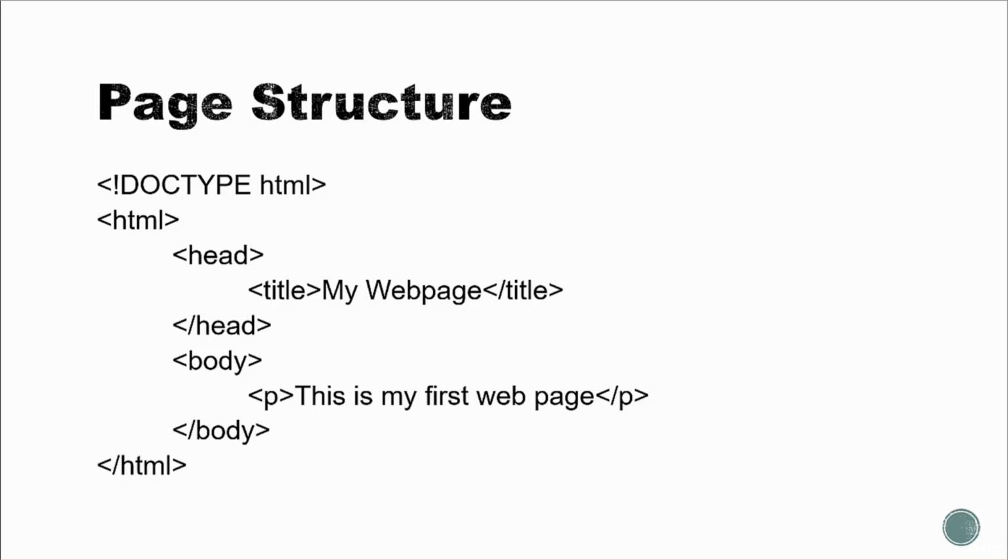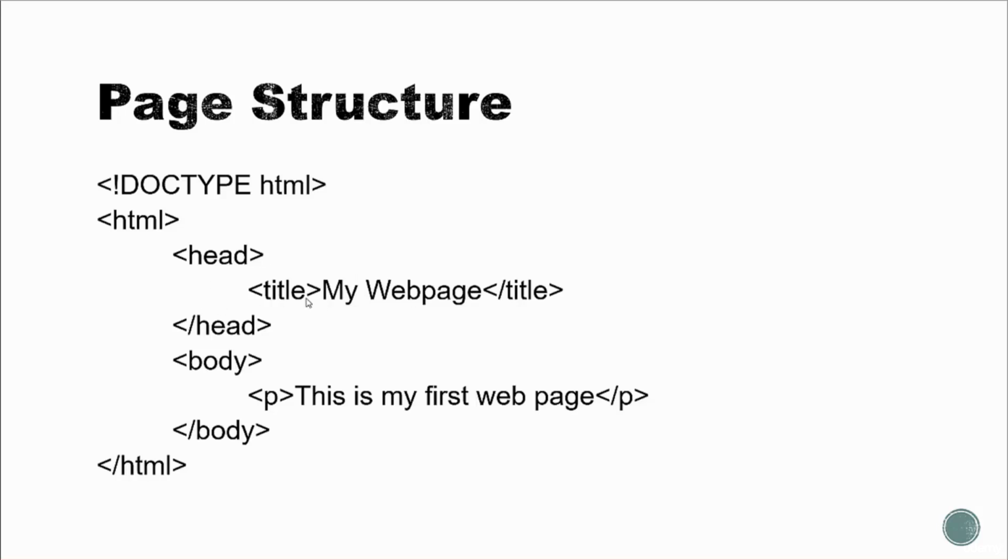So the head is where we can provide information about the document. So you can see in this case we have a title here that says my web page, but this is also where we can include links to CSS files or JavaScript files. This is where we can put metadata, keywords, descriptions, things like that. And this stuff won't show up in the actual web page.